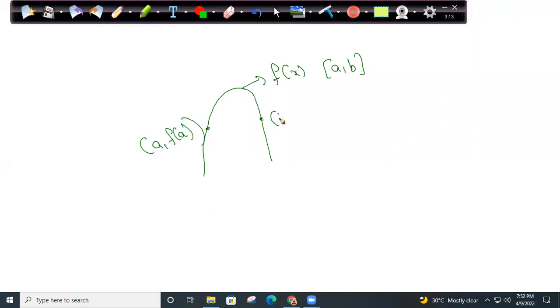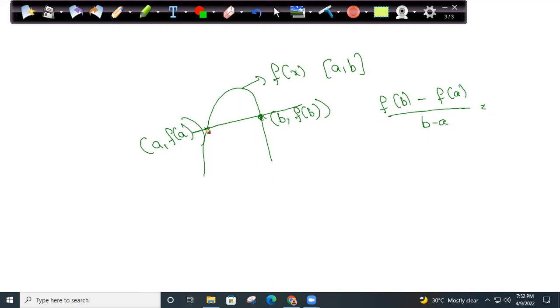Suppose I have any function, and this function is continuous in the closed interval a comma b. Let there be one point, which is a comma f of a, and let there be another point, which is b comma f of b. Suppose I have 2 points, what is the slope of this? Slope is the average rate of change, which is f of b minus f of a by b minus a.